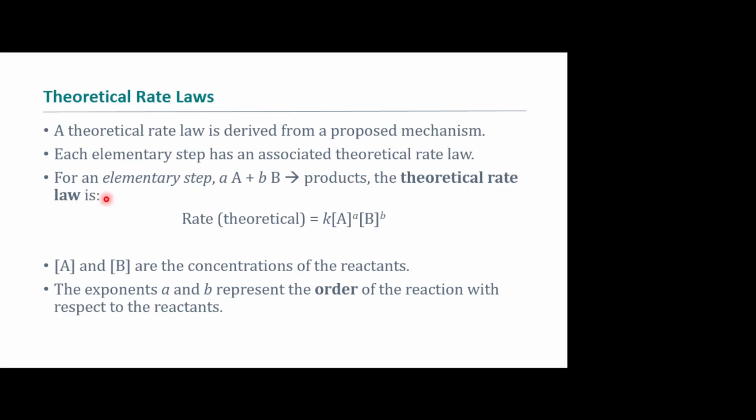Now, the theoretical rate law for this right here, assuming this is our elementary step and is the slowest step, is going to be rate, again, this is theoretical, equals k, which is the rate constant, times the concentration of A, which is that reactant species, to the power of a, the coefficient, times the concentration of B, reactant species, to the power of b, the coefficient.